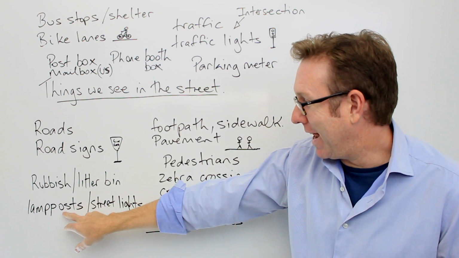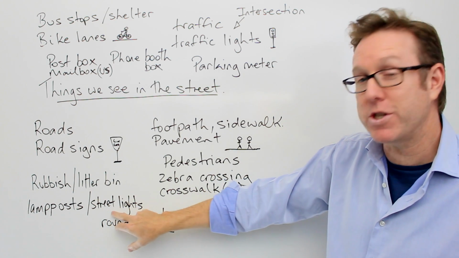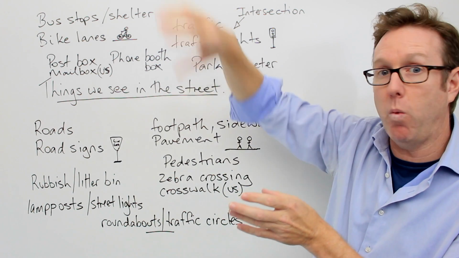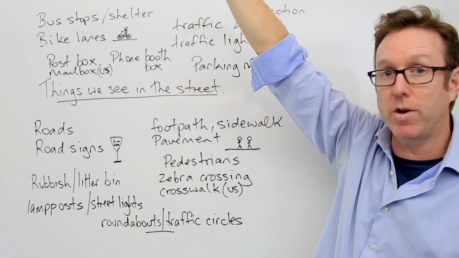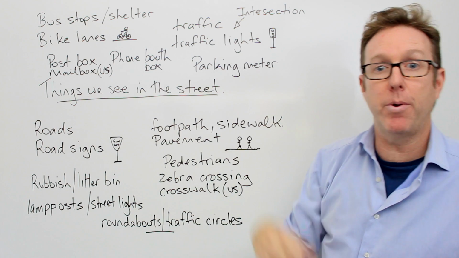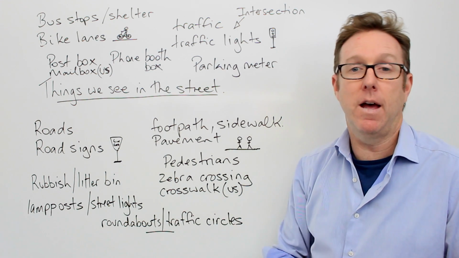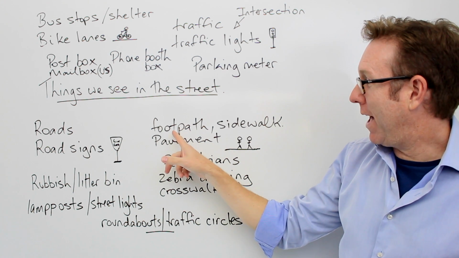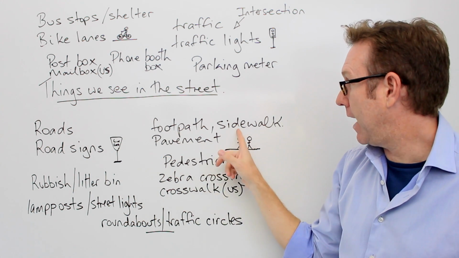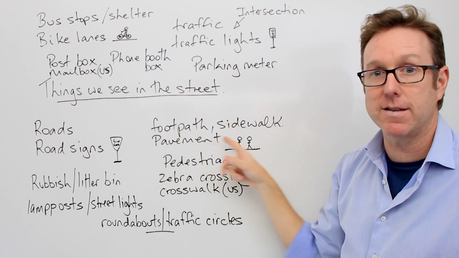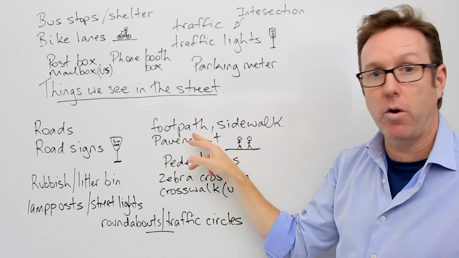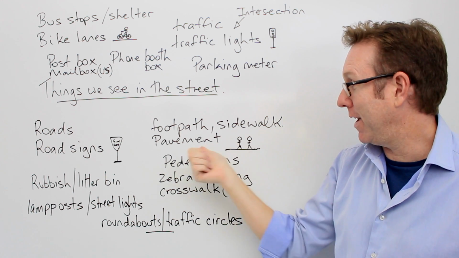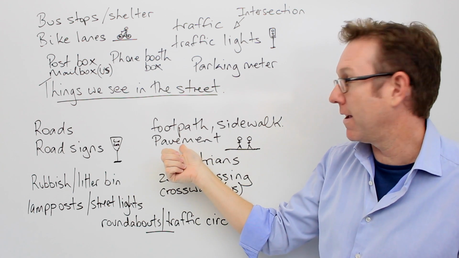We also see lampposts or street lights. Okay, those are the big metal or wooden things where the street lights are on top. Okay, that make sure that the cities are bright at night. We also have footpaths, sidewalks or pavements. Now this is the same thing. In Australia we call them footpaths. In the US they're called sidewalks, and another common word for them is pavement.